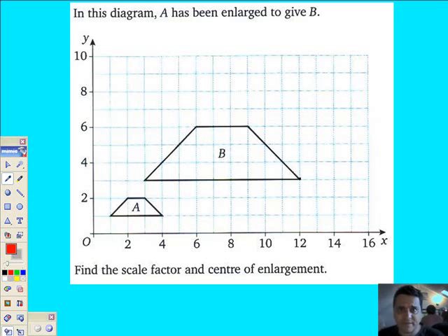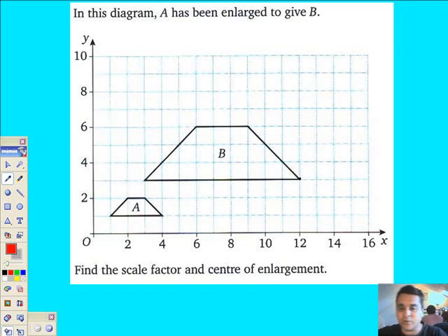Right, Enlargements, Chapter 14, the higher course. 14.1 Enlargements and Scale Factor has been adequately dealt with using the foundation videos, so click on the links above my head somewhere. I'm not going to touch pages 192, 193, 194, 195 and will jump straight into section 14.2, Centre Enlargement.